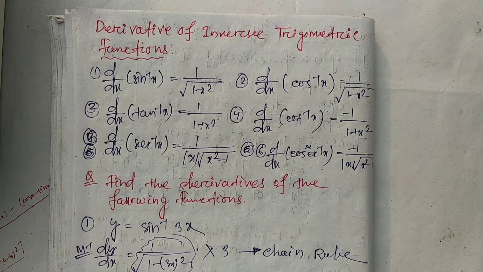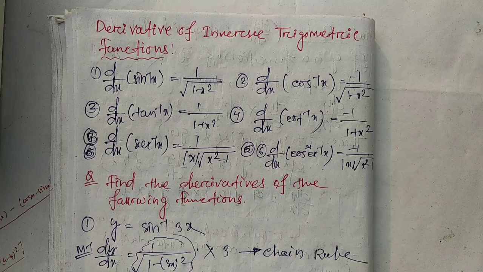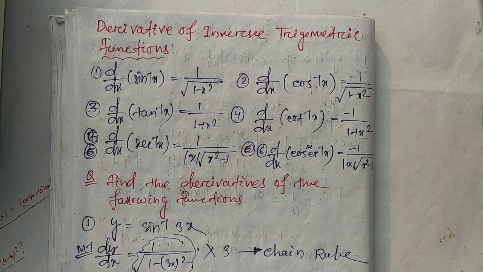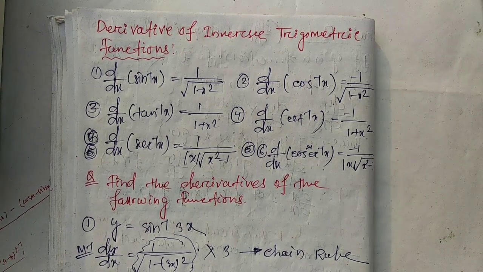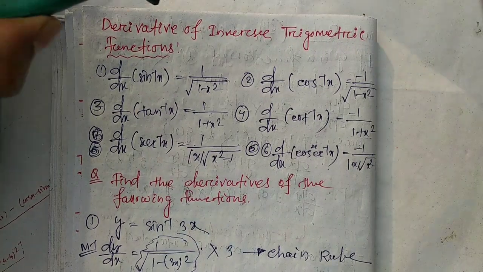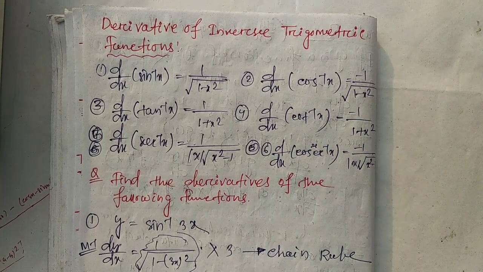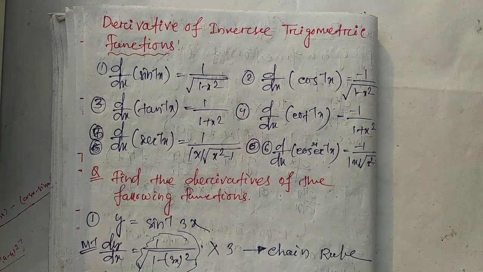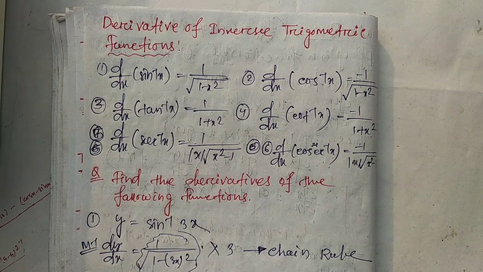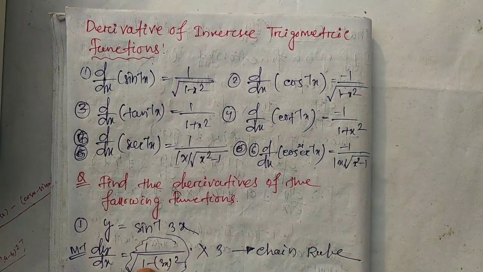In the last three lectures we covered the basic concept of derivative, the physical meaning as well as the geometrical meaning of derivative, and how to find the derivative of a given function from the basic principle, that is, from first principle. And then in last lecture 3 we covered the chain rule of derivative. Means if a given function is not a direct function of x, then how to find the derivative of that function. In that case we have to use the chain rule.